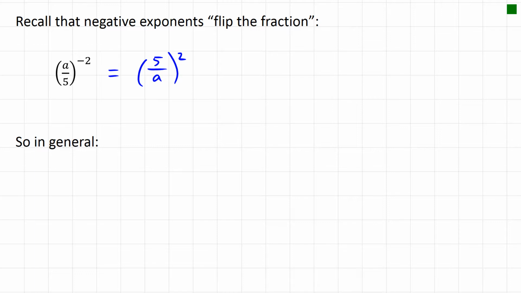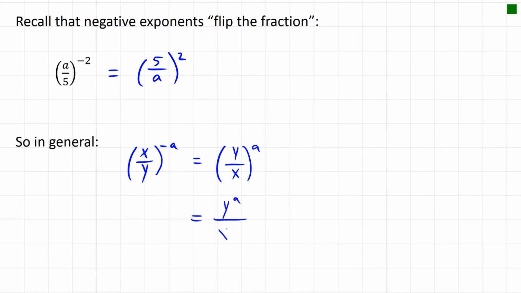Or in general, if we have x over y to the negative a, that's equal to y over x to the positive a. And then from there we could use our power of a fraction rule to write y to the a over x to the a.